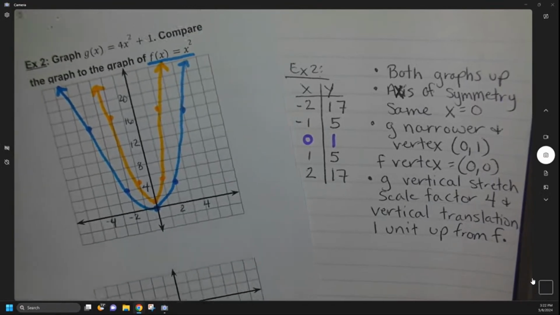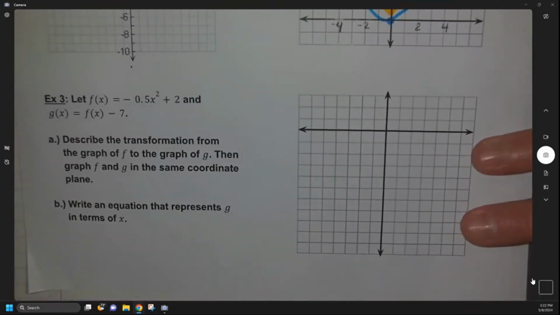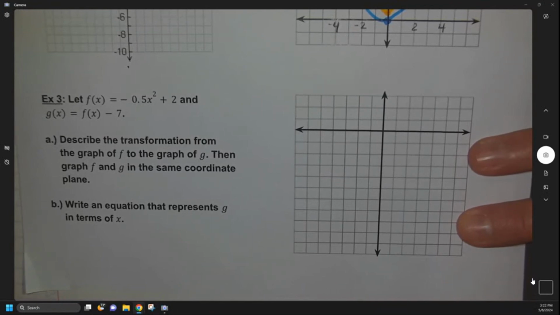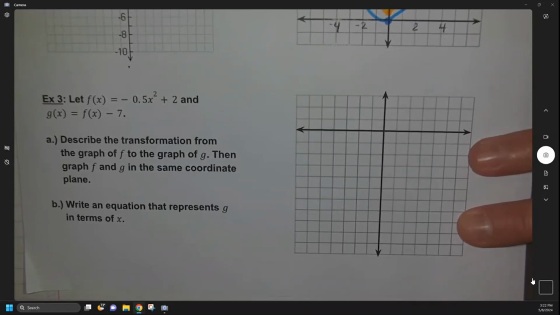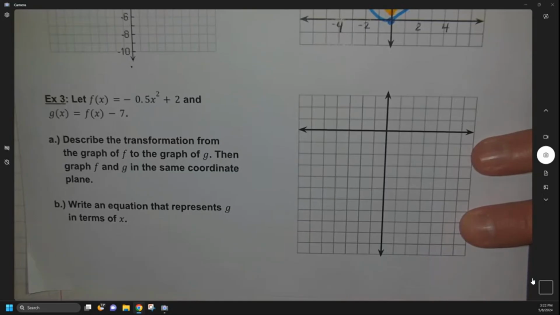All right, let's take a look at example 3. Example 3 says, let f of x equal negative 0.5x squared plus 2, and g of x equal f of x minus 7. What we have to do in part A is describe the transformation from the graph of f to the graph of g. Then we're going to graph f and g on the same coordinate plane.